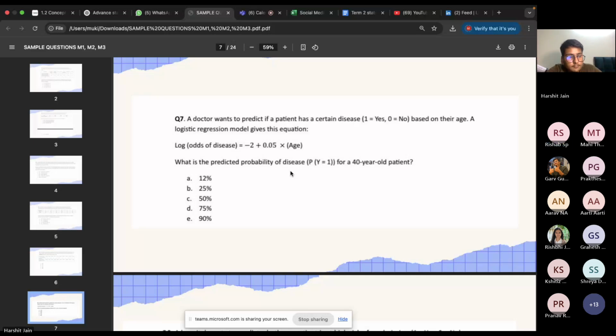That's it. A doctor wants to predict if a patient has a heart disease, yes or no, based on their age. A logistic regression model gives this equation. Log odds is equal to, so earlier we have already discussed that log odds is equal to what? Linear regression, right? So here we have minus 2 plus 0.05 into age, log odds. What's the predicted probability for a 40-year-old patient?